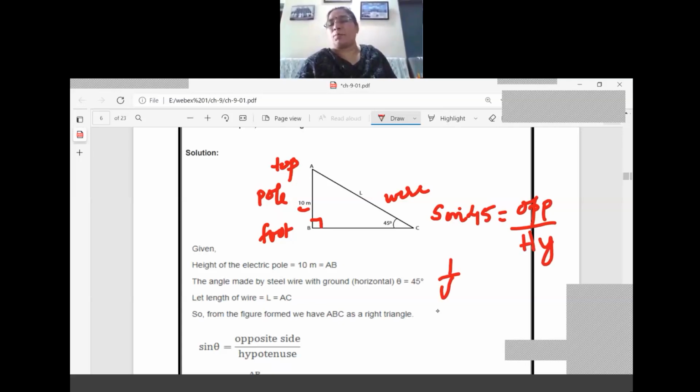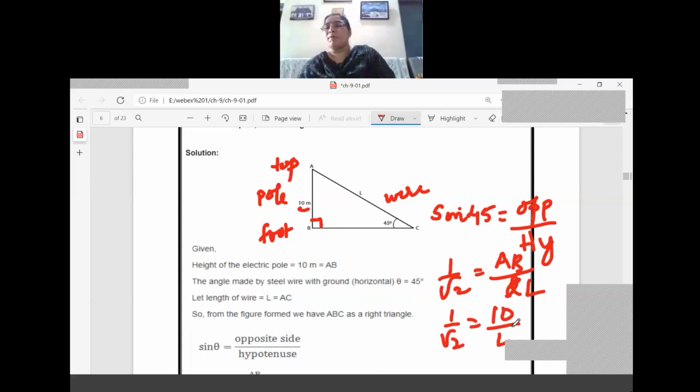1 by root 2 equals AB divided by L, right? So here L is the unknown. AB is known to us. 1 by root 2 equals, what is AB there? 10 divided by L. Capital L only we have used. Okay. Now cross multiply and L we can calculate.